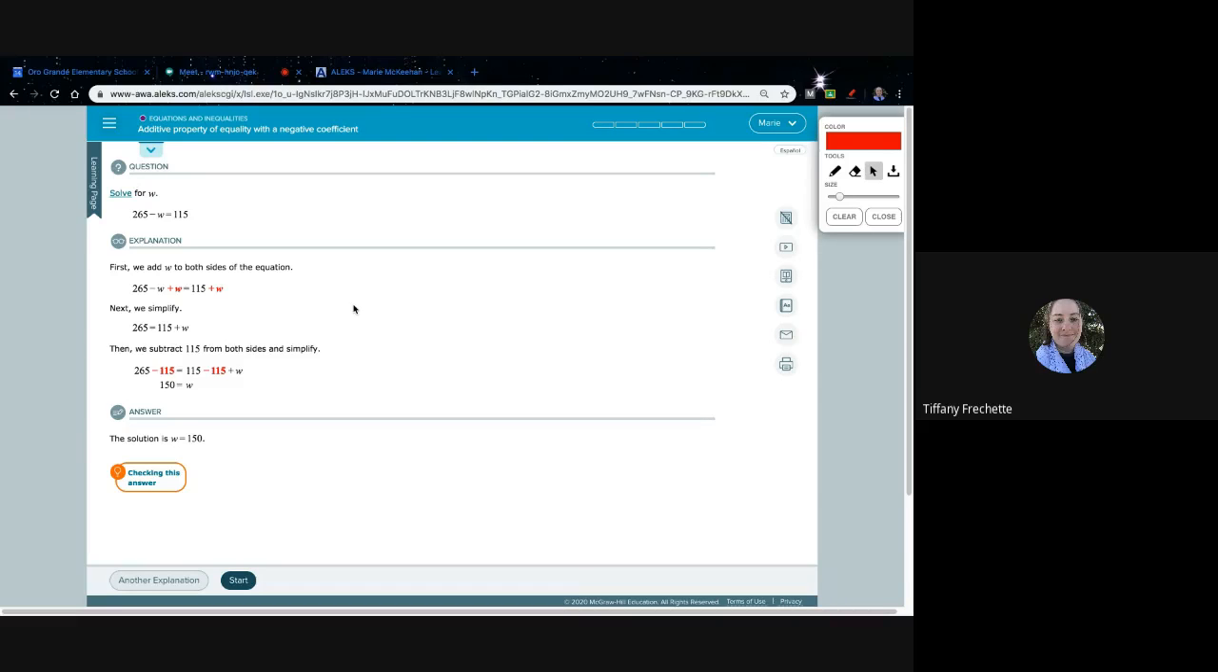Additive property of equality with negative coefficient. Okay, so we've done the additive property before in another video. So really, what this tells us is we can add or subtract from both sides of the equal sign in order to solve an equation. So if I have 265 minus W equals 115, they start by moving the W in this one.